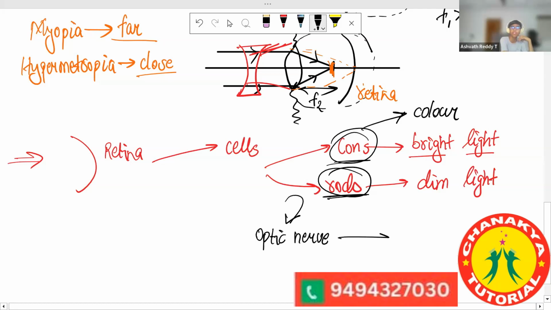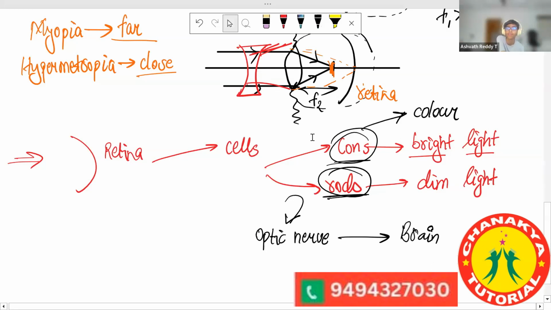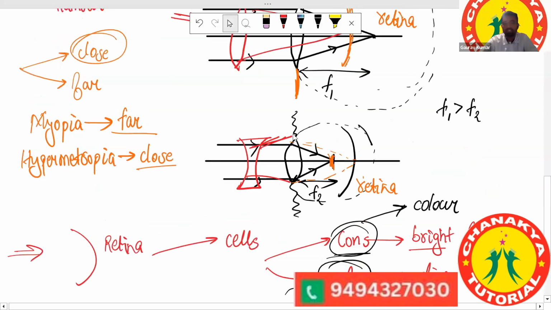Sir, normally a real image is formed, right, sir? Mhm. And the optic nerve sends this to the brain, and the brain converts it upside down, right, sir? Yes, sir. What if the brain doesn't convert it upside down? Is there any condition where the brain can't convert the image to its proper orientation? I will tell you at the end of this class. Okay, ask me then.